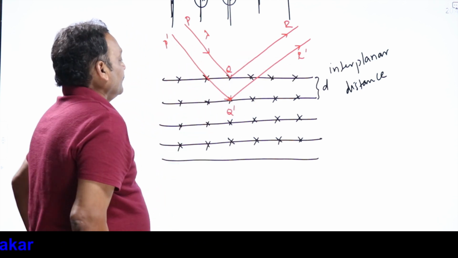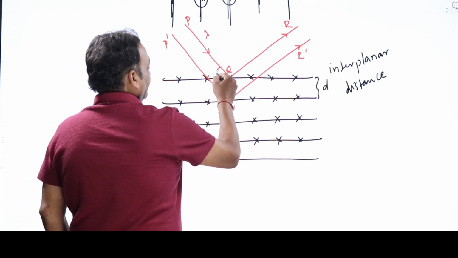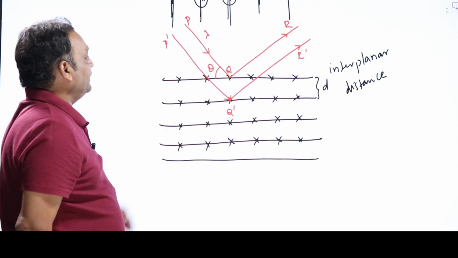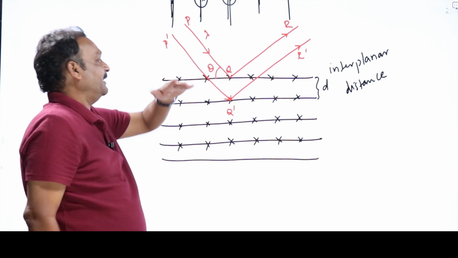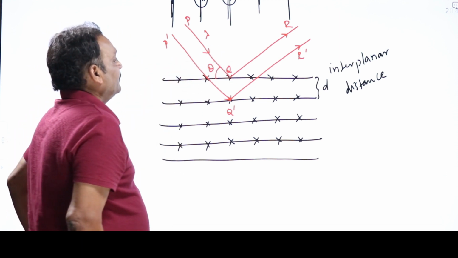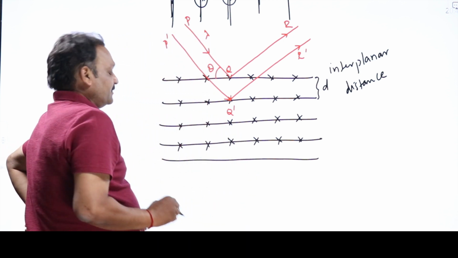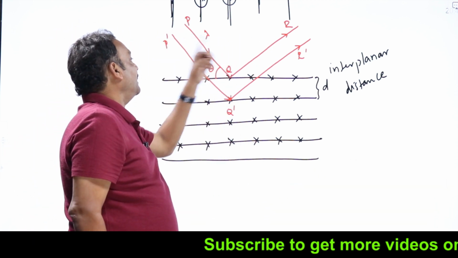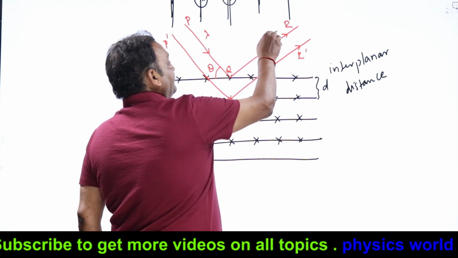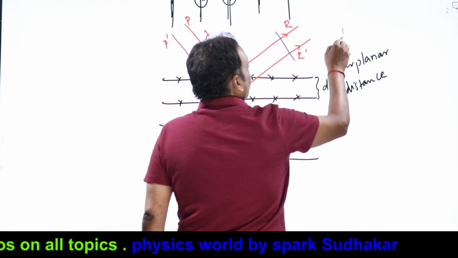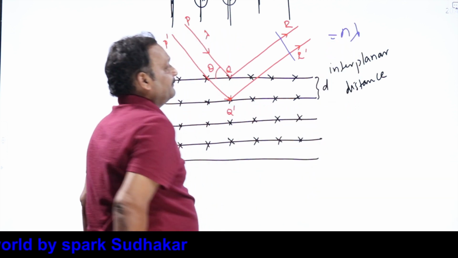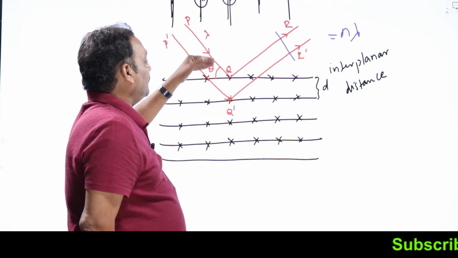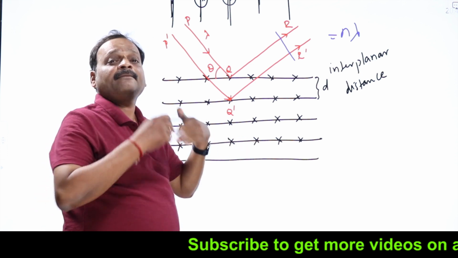atomic planes. This angle is known as the glancing angle or Bragg angle theta. It means the angle made by the X-ray beam with the atomic plane directly is known as the glancing angle or Bragg angle. Now, Bragg's law says that if the path difference between these two rays, PQR and P dash, Q dash, R dash, is an integral multiple of lambda, that is, equal to n lambda, where n equals 1, 2, 3, etc., then constructive interference takes place and we get maximum intensity.